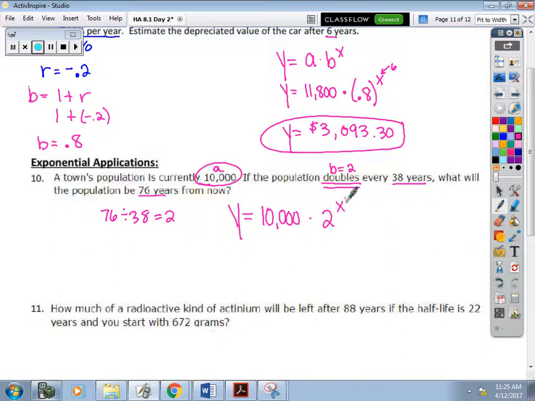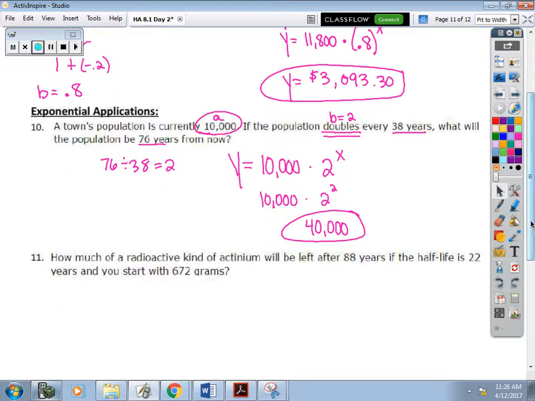So we're going to plug in 2 for x. And this one we could do without a calculator. 2 squared is 4. 4 times 10,000 is 40,000. So in 76 years, we'll have 40,000 people in that town. If we wanted to, we could say people.